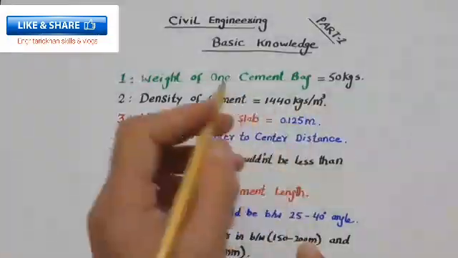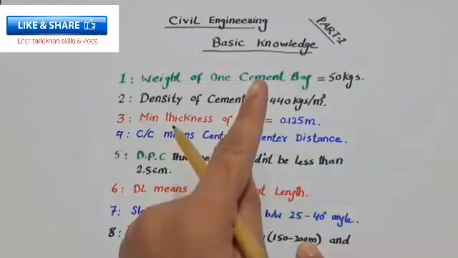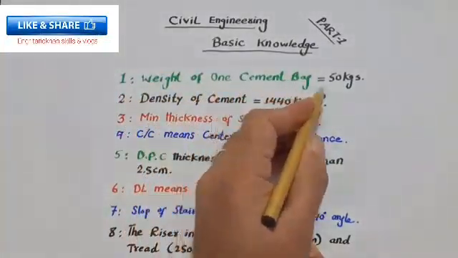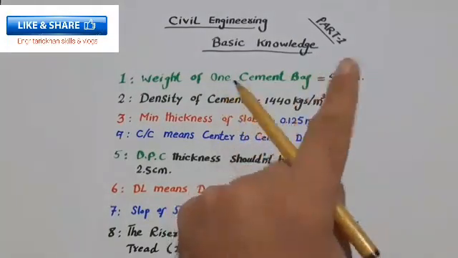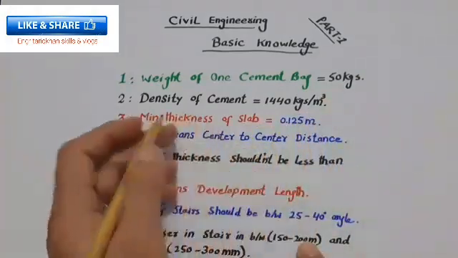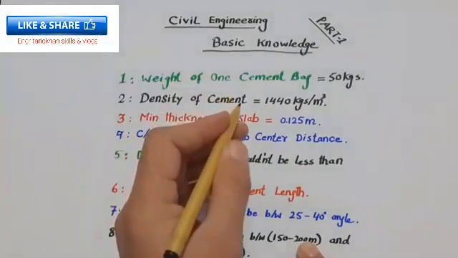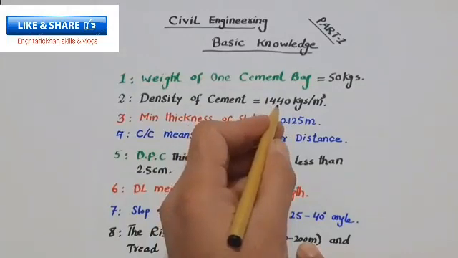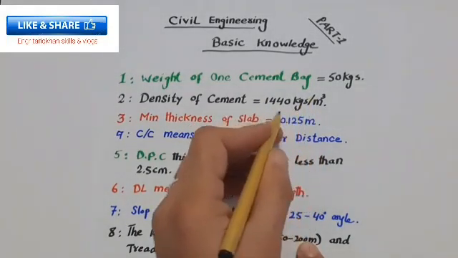Guys, the first one is you should know the weight of one bag of cement. The weight of one bag of cement is 50 kgs. Okay, the second one is, guys, density of cement. The density of cement in cubic meter is 1440 kgs per cubic meter. This is the density of cement.